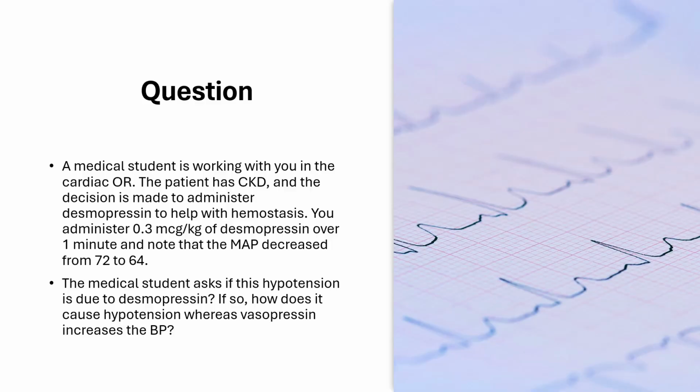Let's go through a question. A medical student is working with you in the operating room, and your patient has CKD, and the decision is made to administer desmopressin to help with hemostasis. You give a 0.3 micrograms per kilogram dose of desmopressin over 1 minute, and note that the mean arterial pressure decreased from 72 to 64. Then your medical student asks you, why did this patient develop hypotension with desmopressin, whereas vasopressin tends to increase the blood pressure?